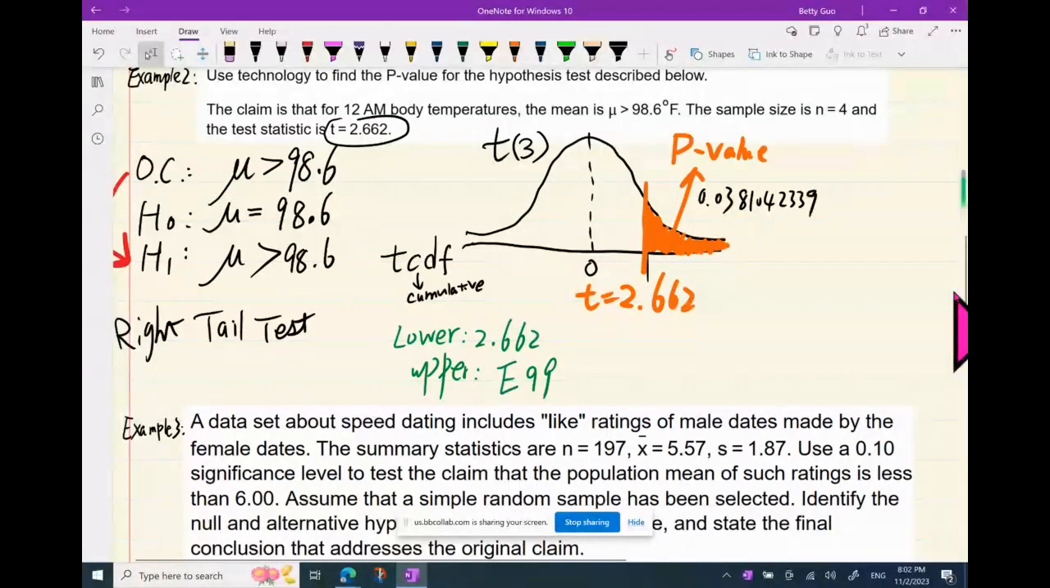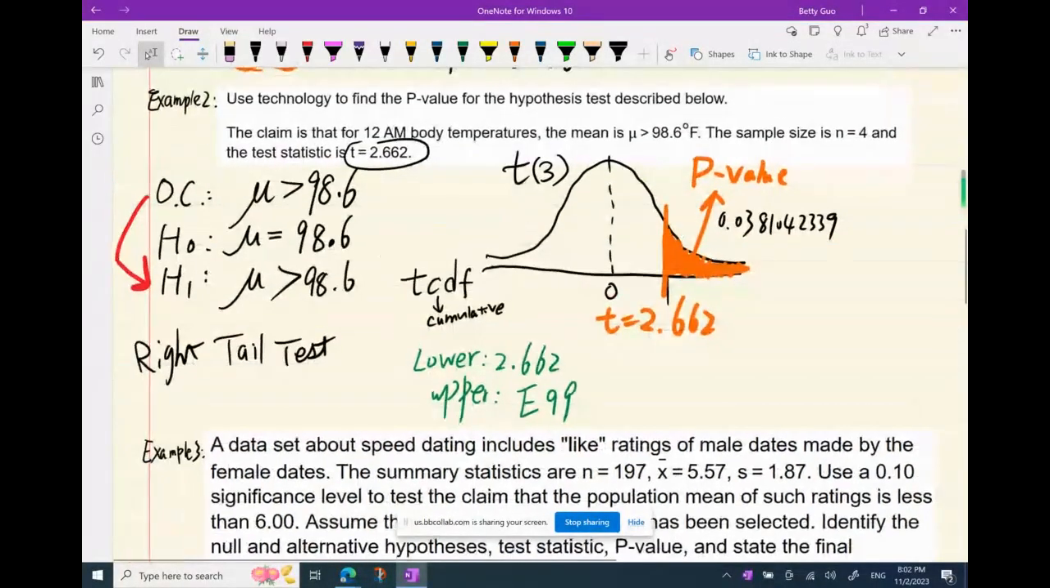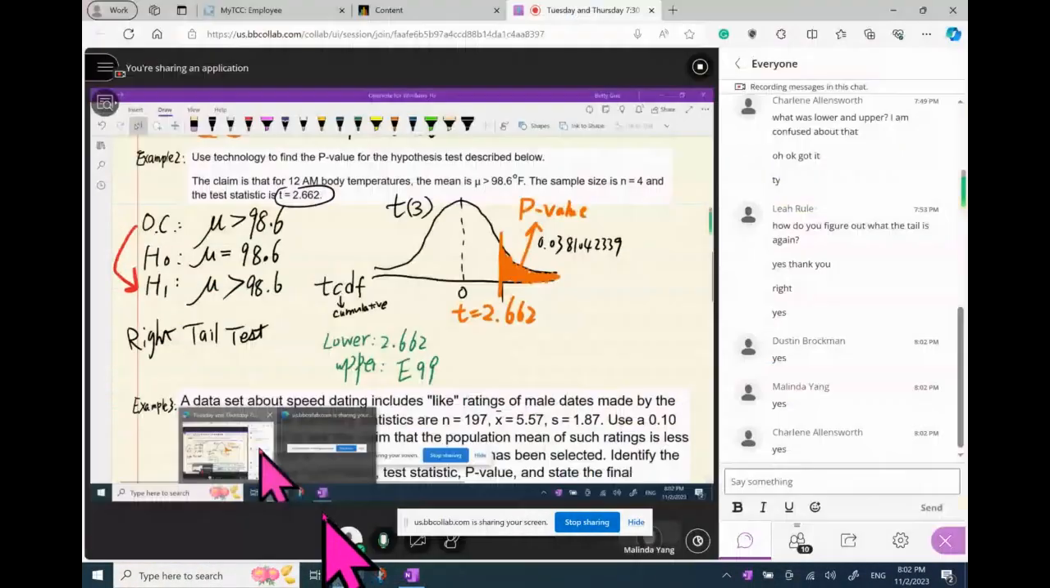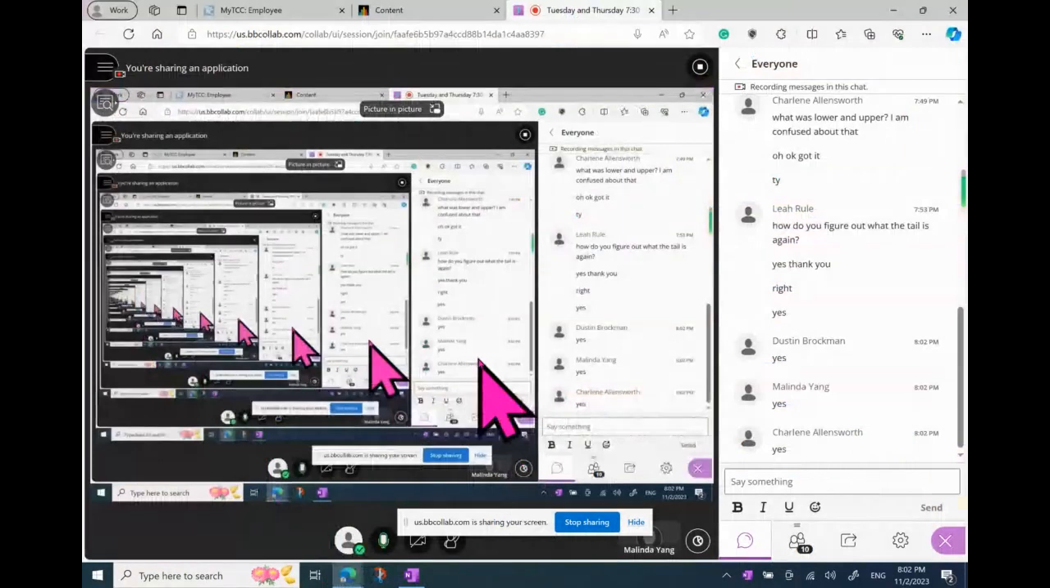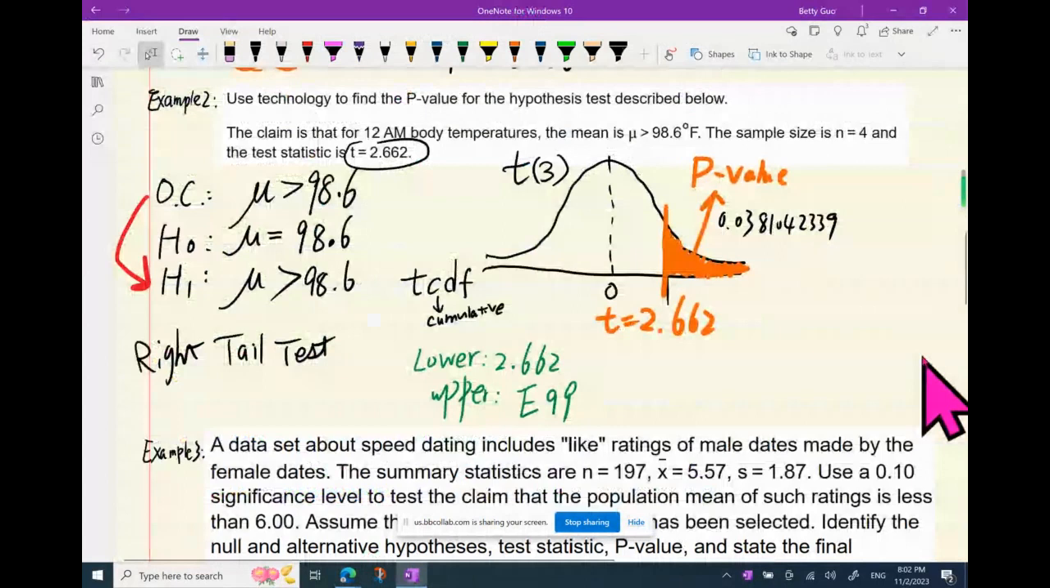Let me know, do you have the same thing? Yeah, p-value around 3.8%. Again, depends on your significance level. Awesome. Thank you guys. You guys are great. Depends on your significance level, right? Then we know if this is significantly high or not significantly high.